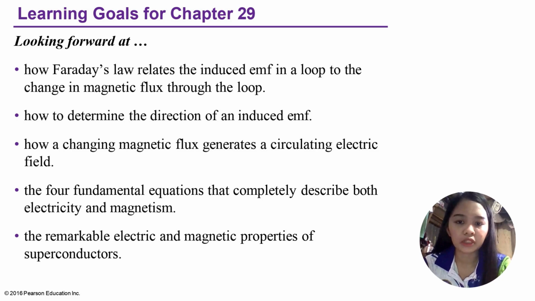But before anything else, let me introduce to you our learning goals for chapter 29. First is how Faraday's law relates the induced EMF in a loop to the change in magnetic flux through the loop. Second is how to determine the direction of an induced EMF. Third is how a changing magnetic flux generates a circulating electric field. Fourth is the four fundamental equations that completely describe both electricity and magnetism. And lastly is the remarkable electric and magnetic properties of superconductors.